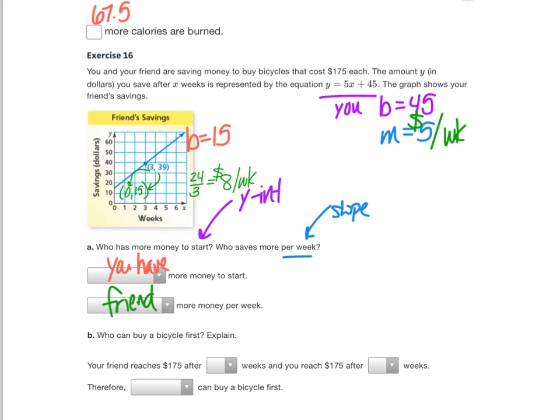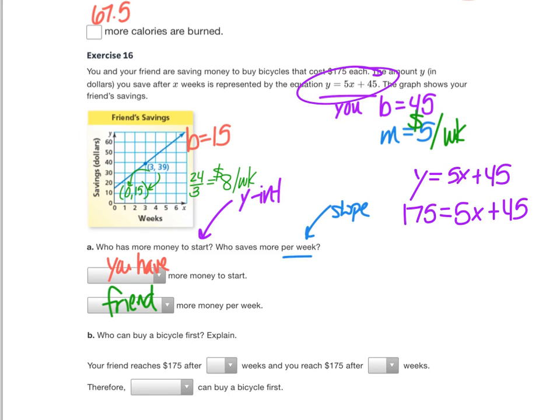So we have an equation that we can write for both of us. For us, we already have our equation, right? Our equation is y equals 5x plus 45, and y represents our money. Well, it costs $175, so we can plug that in for y, and that will tell us, if we solve for x, how many weeks it will take us. If you subtract away the $45 we already have, that's $130 more that we need. And 130 divided by 5 is 26. So x is 26 weeks. It will take us 26 weeks. So we did ours first, so that goes right there.